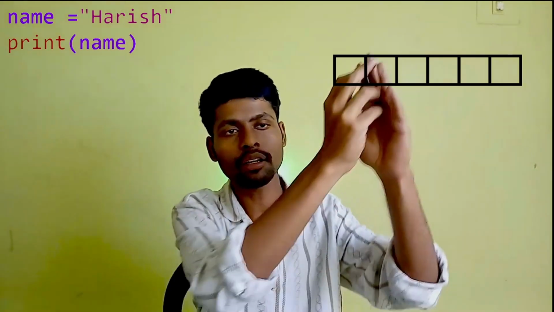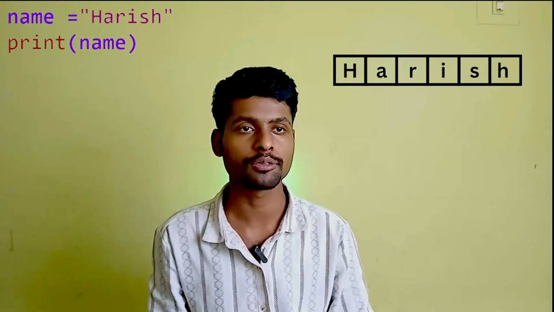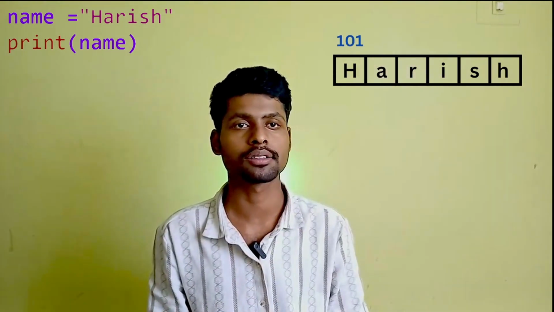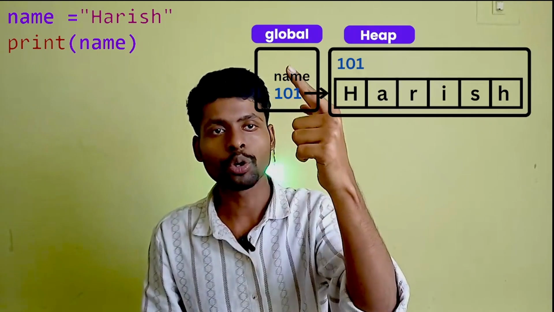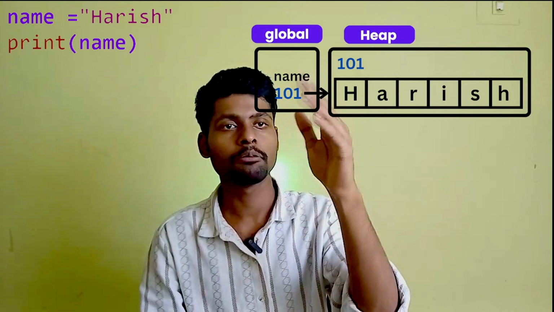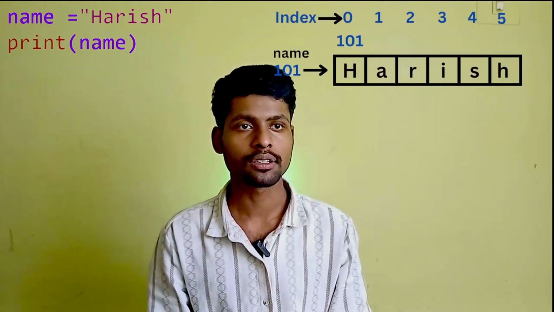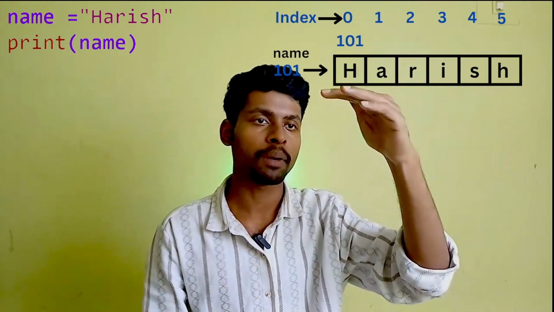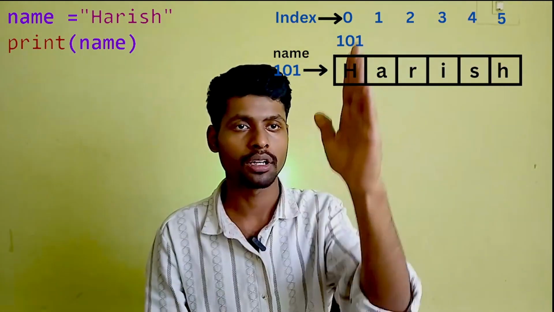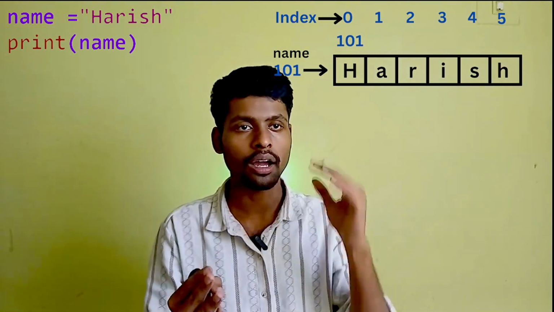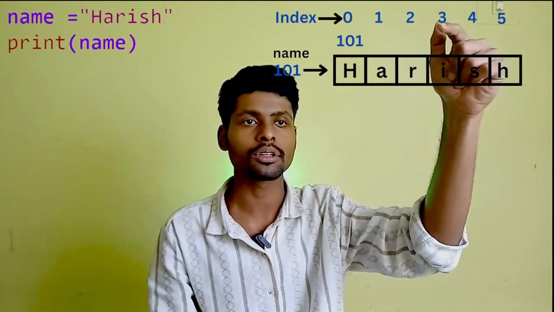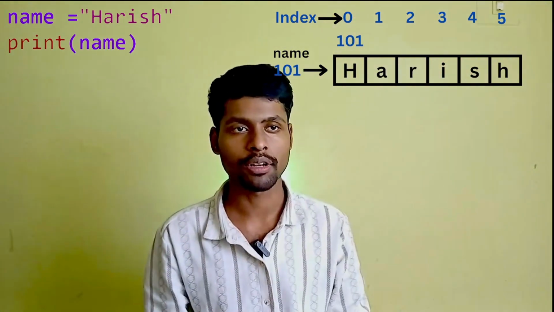We all know that a string is an iterable, so my Python interpreter allocates space based on the size of my string. What is the size of my string? 6. So the space is allocated within the heap segment, and based on the order, the characters are stored in the allocated space, and then my Python interpreter assigns some address, and the name variable will be stored in the global namespace. Why? Because the name variable is a global variable. Not only that, my Python interpreter assigns some index values. The index values start from zero. We all know that an iterable has index values, so my Python interpreter allocates index values for my string.